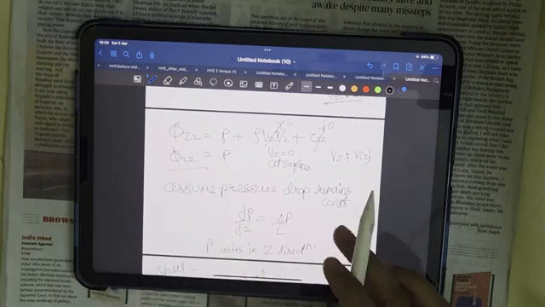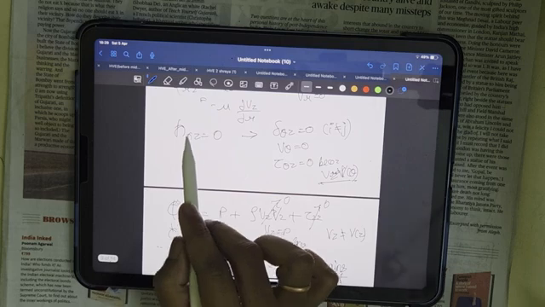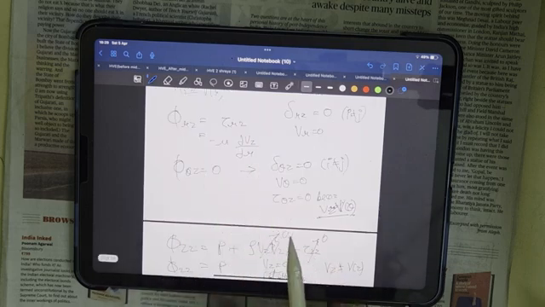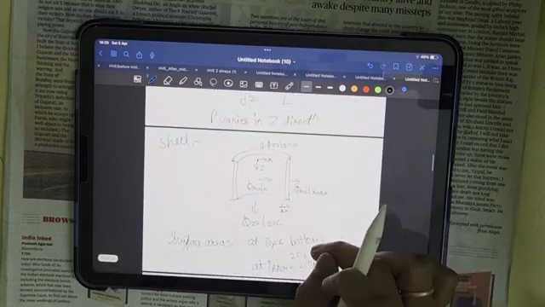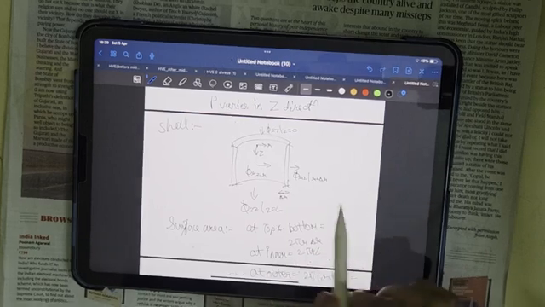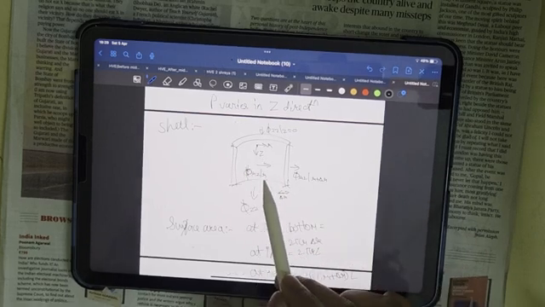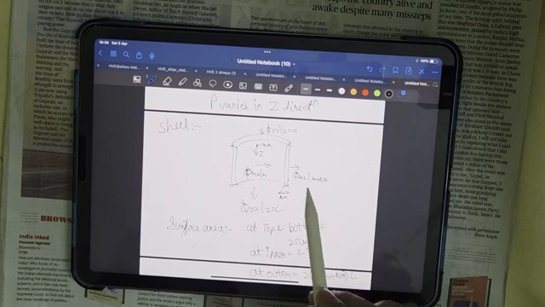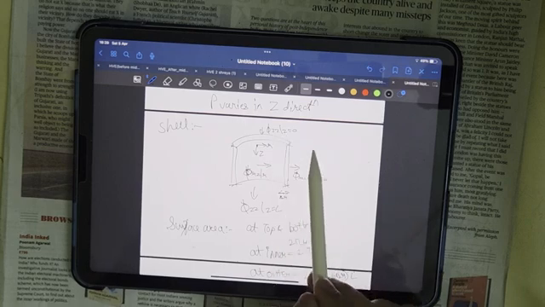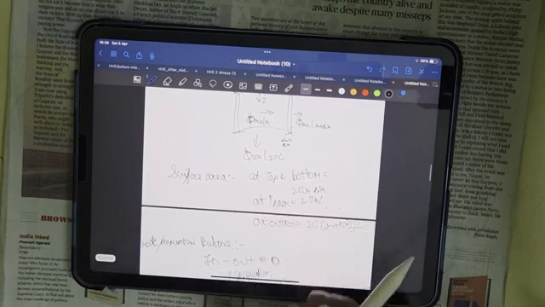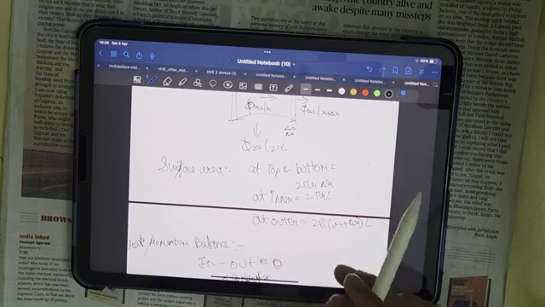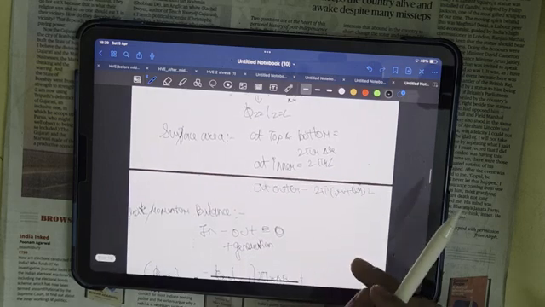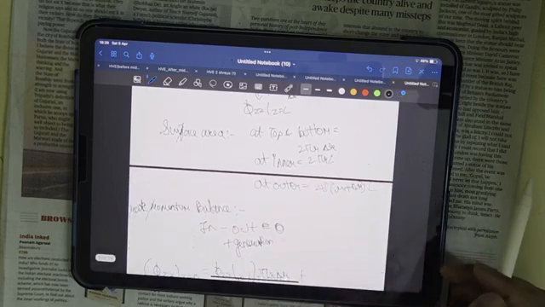phi zz is equal to P, phi theta z is equal to 0, and phi rz is equal to tau rz. As we assume that pressure drop remains constant, dP by dz is equal to delta P by L. The shell for the given problem is phi rz goes from r to r plus delta r. Phi z goes from z equal to 0 to z equal to L. The surface area for the given shell is 2 pi r into delta r for top and bottom. At inner it is 2 pi r into L. At outer it is 2 pi L into r plus dr.